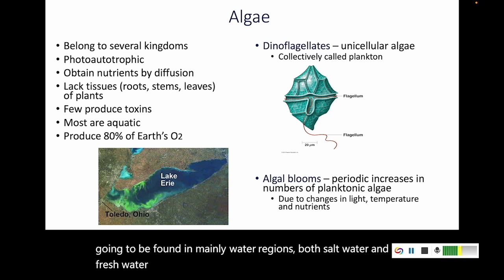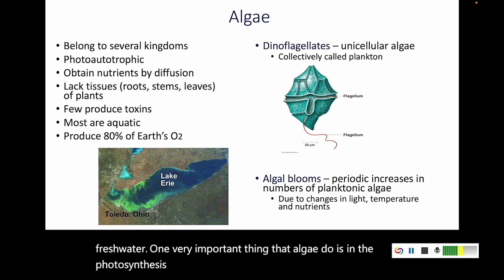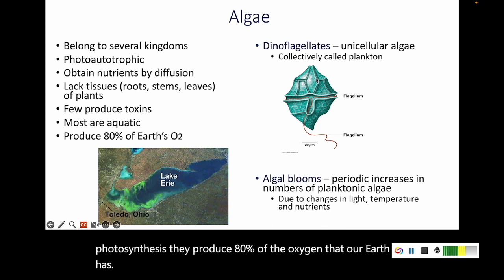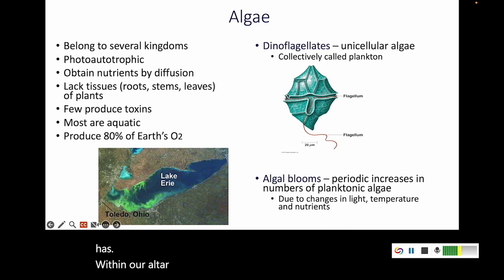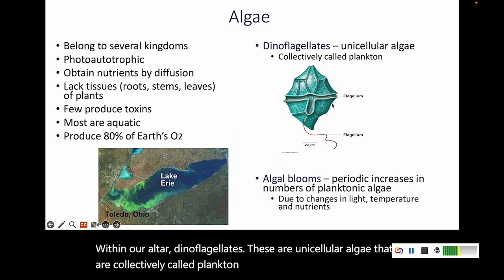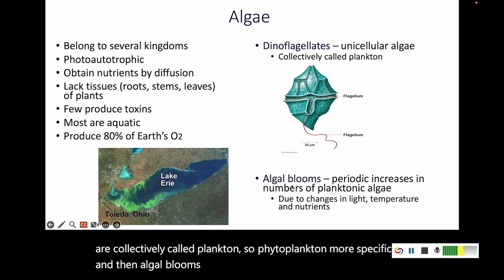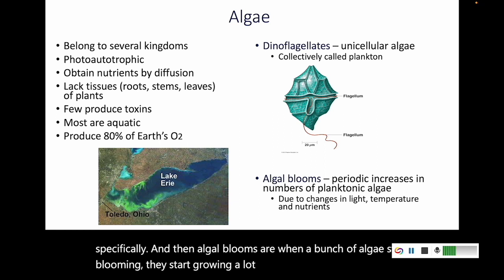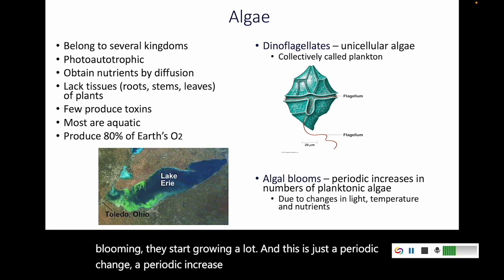One very important thing that algae do is in the photosynthesis, they produce 80% of the oxygen that our Earth has. Within our algae are dinoflagellates. These are unicellular algae that are collectively called plankton. So phytoplankton more specifically. And then algal blooms are when a bunch of algae start blooming. They start growing a lot. And this is just a periodic change, a periodic increase in the growth of planktonic algae.